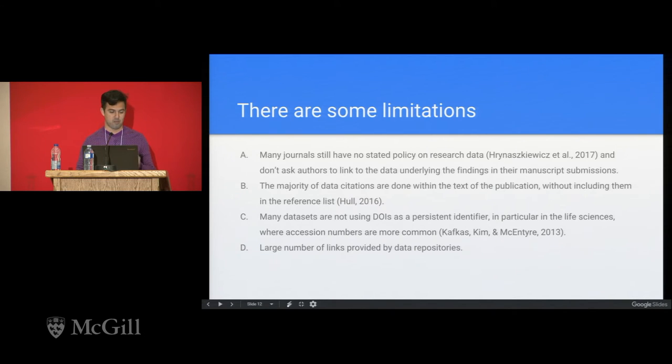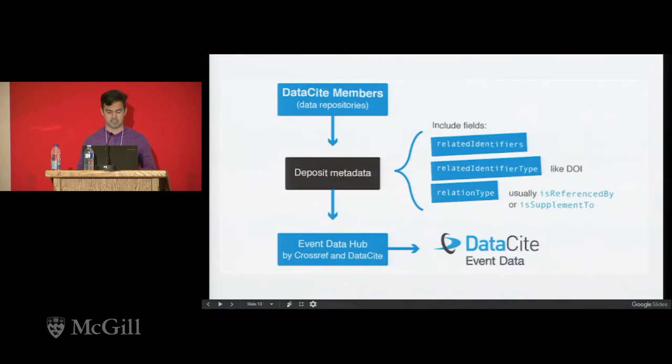Those are some limitations. Probably the last one I want to talk about, more than a limitation, is just a fact: a large number of data citations don't come precisely from publishers, but from data centers. And the way that happens is this. Data providers, when they publish their data, can put relationships or citations in the metadata deposits. Very often, they put relationships to the articles that are related to these datasets. And we collect all of those.